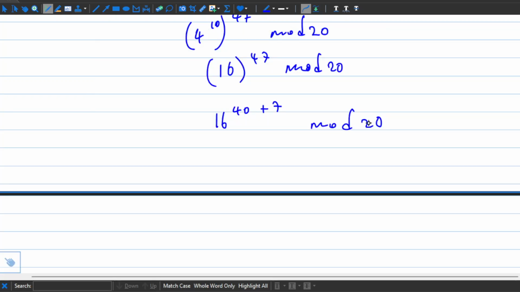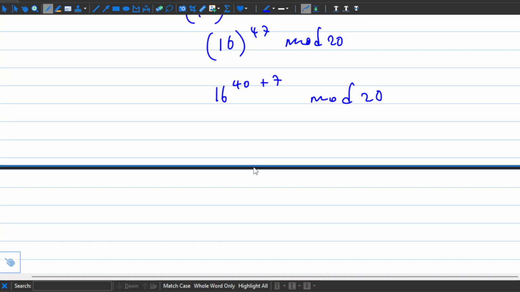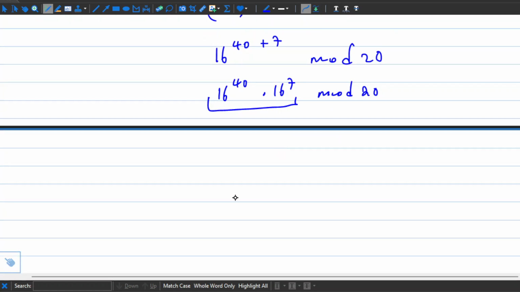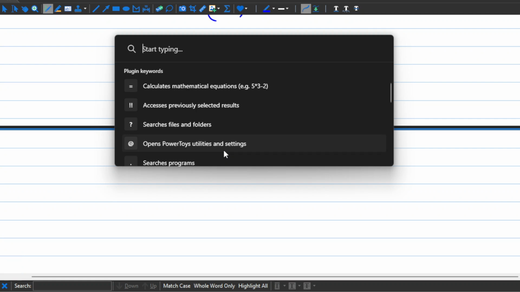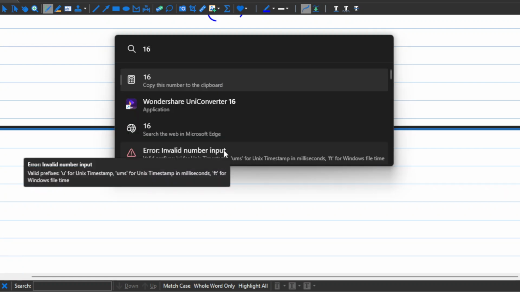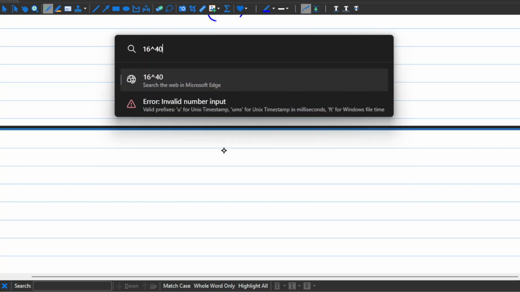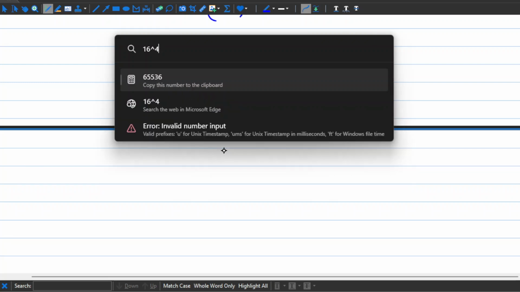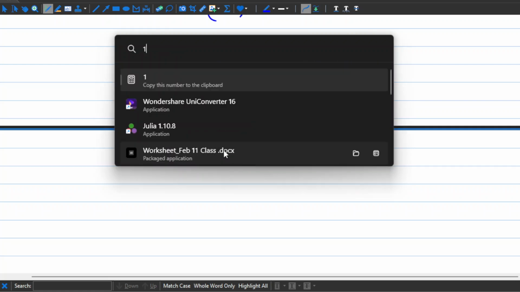All right, but you could do this, and basically you could say 16 to the power 40 times 16 to the power 7 mod 20. So this part is still being applied to the mod part. So you would say, well, what is 16 to the power 40? You can compute that on a calculator. It's a big number again, so I still have a long way to go.